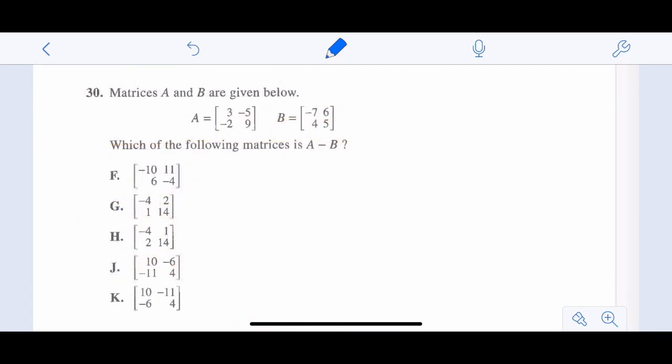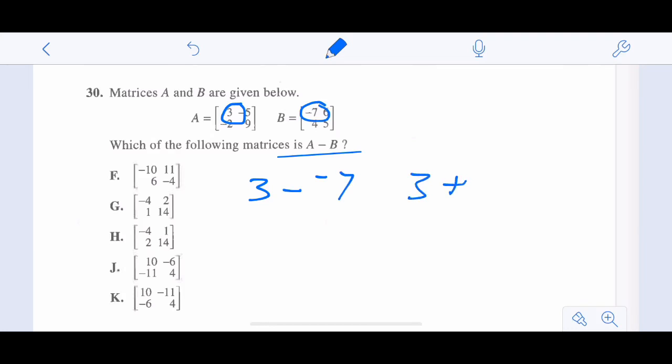Helper for this one, say your name. Belle. Okay, this is Belle. So which of the following matrices is A minus B? So we're going to look here first. 3 minus 7. So 3 minus negative 7 makes it 3 plus 7. Belle, what is 3 plus 7? 10. 10, correct. So it's this. Here's a 10. There's a 10. So it's either J or K.